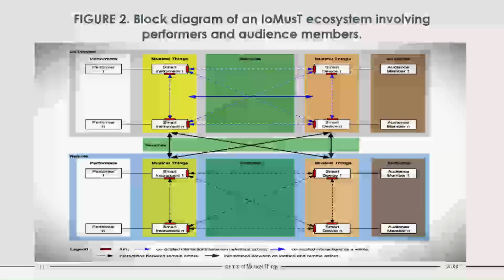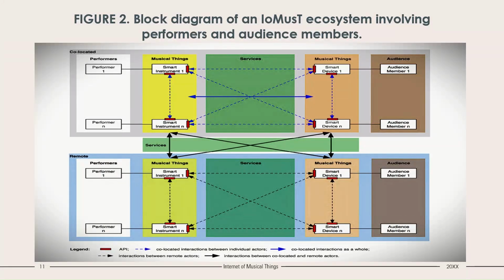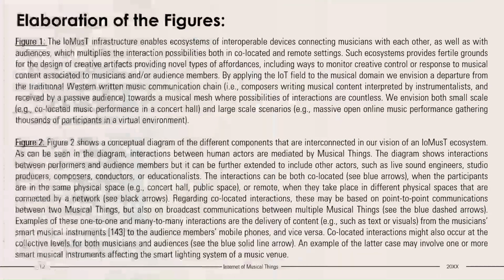When we come to figure 2, we have the block diagram of an IoMusT ecosystem involving performers and audience members. Here, in the co-located field, we have performers, musical things, and the service, which are interconnected to each other with musical things and audience. And performer 1 up to performer n are observed, then smart instrument 1 up to smart instrument n. The block diagram below indicates that in remote we have the performers and musical things, and vice versa, the same as above.